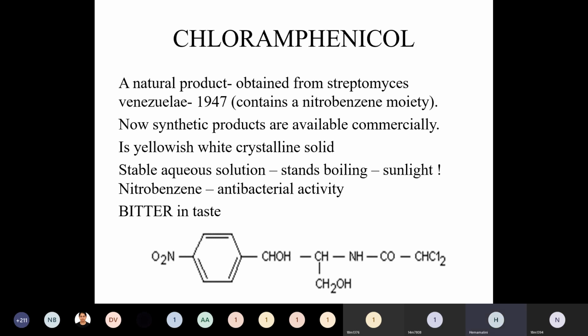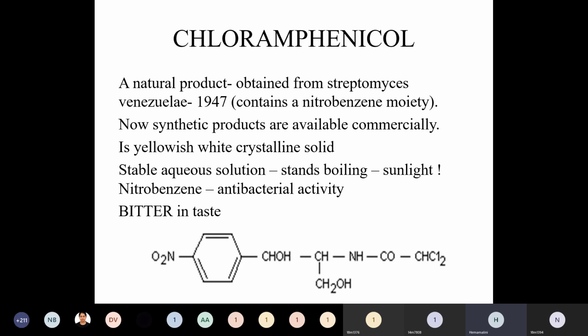Next, we'll see about chloramphenicol. As I told, broad spectrum antibiotics, tetracycline and chloramphenicol. We'll see about chloramphenicol. It's a natural product obtained from Streptomyces venezuelae. It was discovered in 1947. It contains nitrobenzene moiety, which produces its antibacterial activity. So now synthetic products are available commercially.